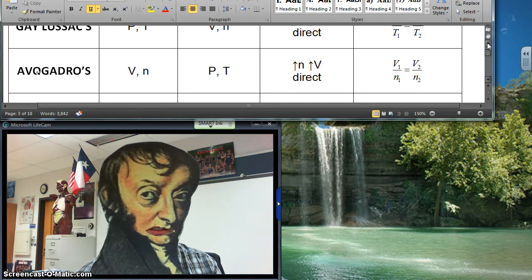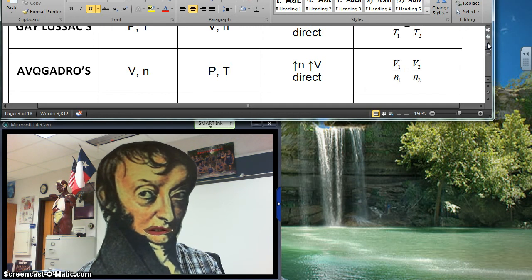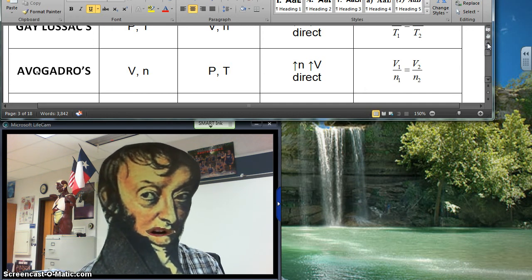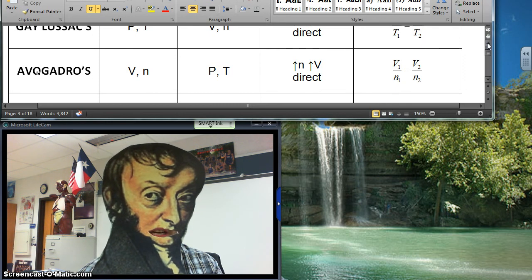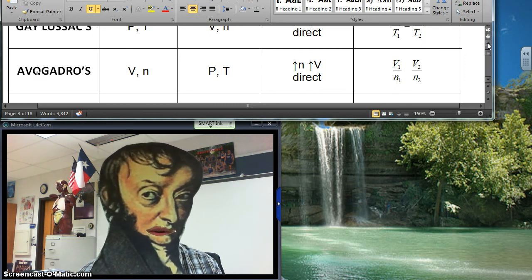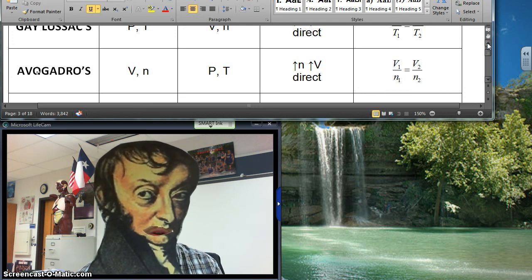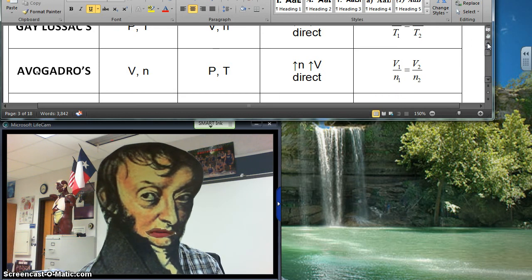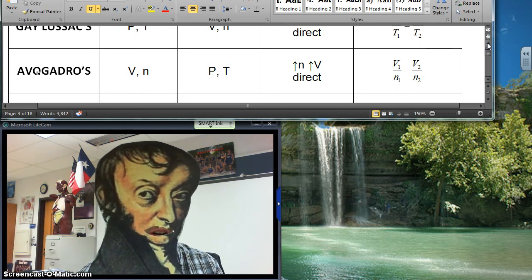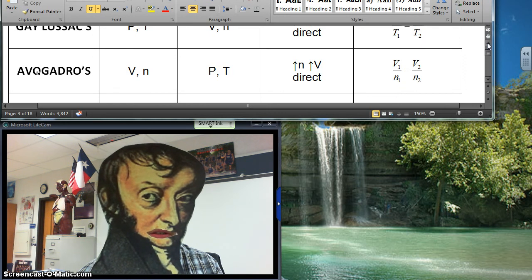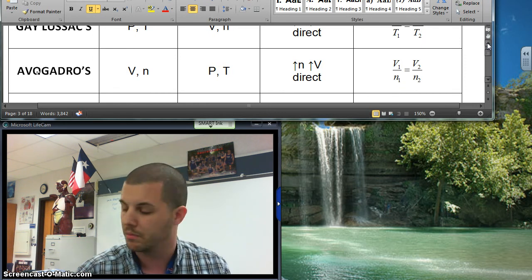That means I do have to have some controls, and the controls are going to be P and T, pressure and temperature. My law as well is a direct law, meaning that as the number of moles increases, the volume also increases. My formula is V1 over N1 equals V2 over N2. So the original volume over the original number of moles is equal to the final volume over the final number of moles. Yes, that is my law.